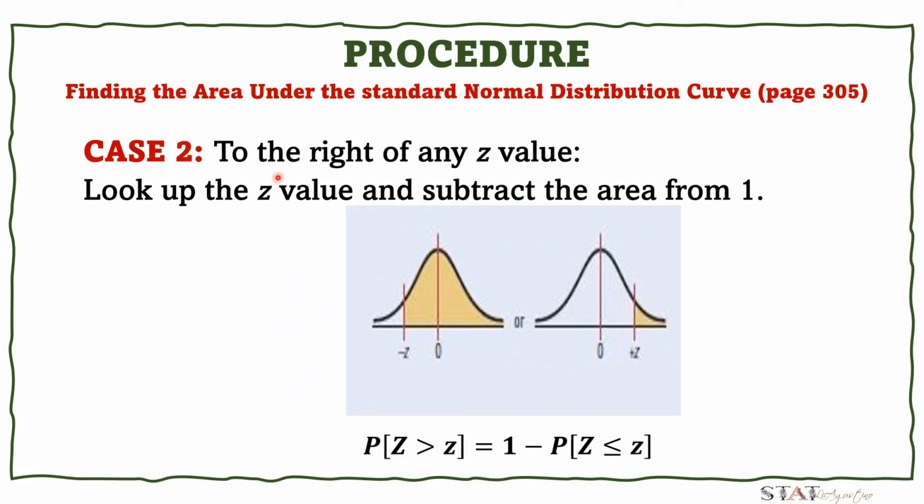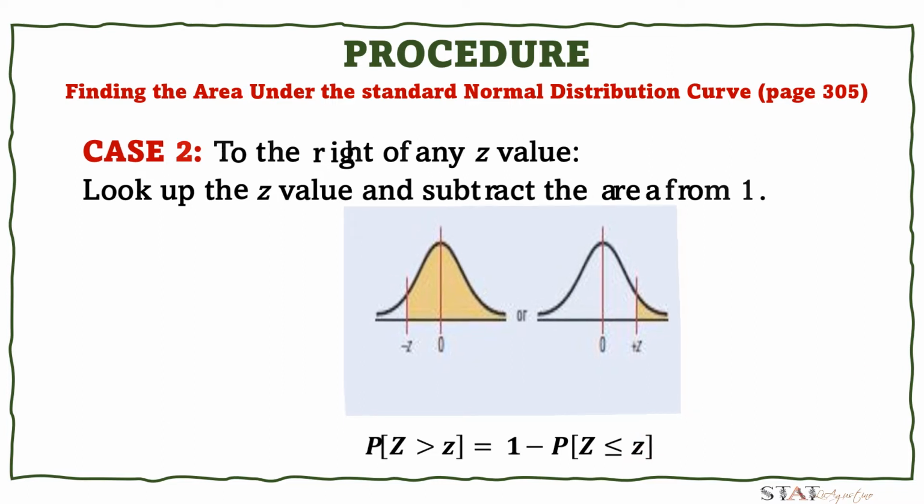For case 2, to the right of any z value. For example, if you are asked, what is the probability greater than the z value? So here, to the right. You have to understand and comprehend the question. To the right of any z value is greater than z, so look up the z value and subtract the area from 1. Note that the whole area of the normal distribution is 1. So the probability of z greater than your z value is equal to 1 minus the probability of z less than or equal to your z value.